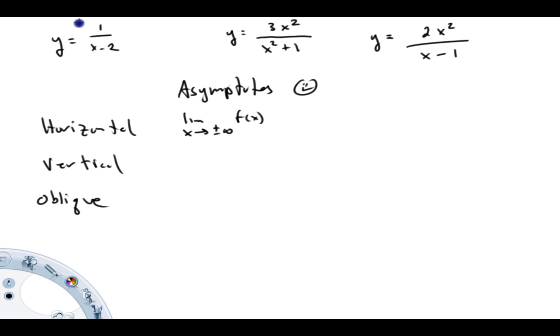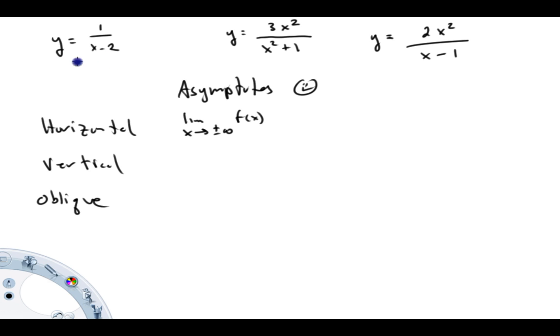Let's take a look at case one here. The top of this function is a constant and the bottom is linear. So as x gets larger and larger and larger, y is getting smaller and smaller and smaller, or in other words, y is going to 0. If you take the limit of this expression as x goes to infinity, you actually get 0 out. So y equals 0 is a horizontal asymptote.